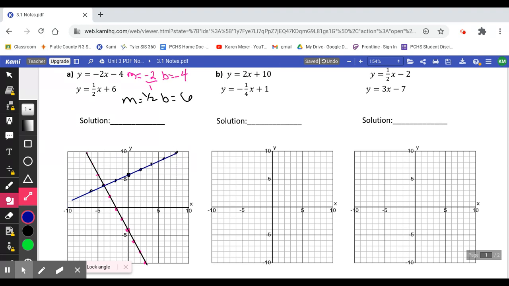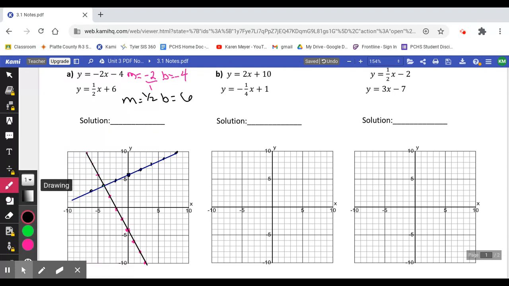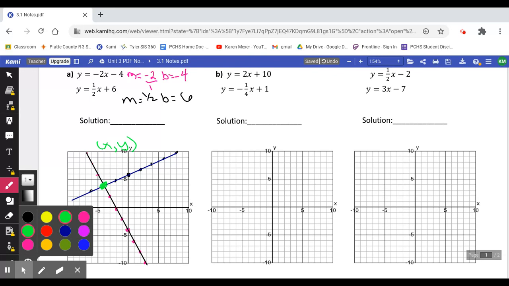So how do you know what the solution will be? Well, the solution for a system of equations is the ordered pair for where the two lines intersect each other. So if you look, our two lines intersect each other right here at this green dot. So give me the x value and then the y value. If I look at that, the x value is negative 4 and the y value is positive 4. So remember, the solution is where the two lines cross each other, that point. So let's go to the next one.